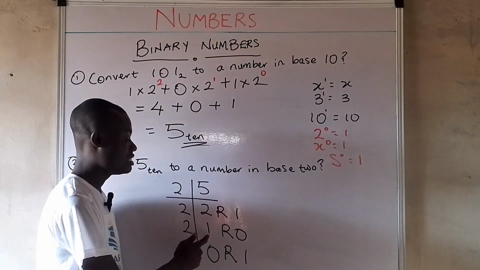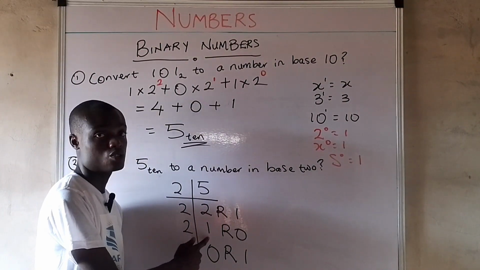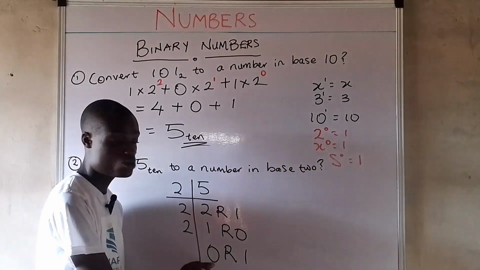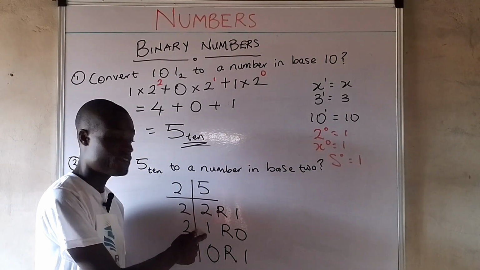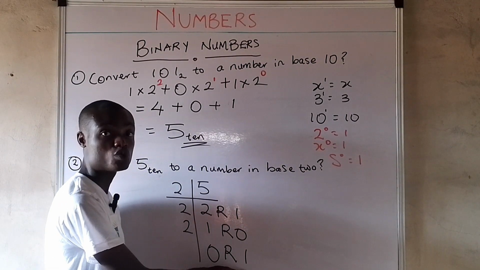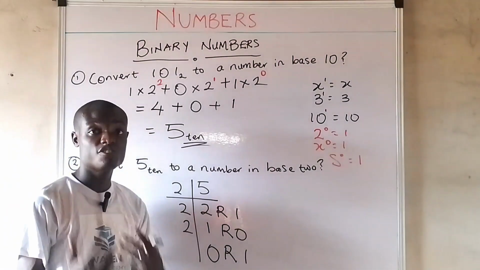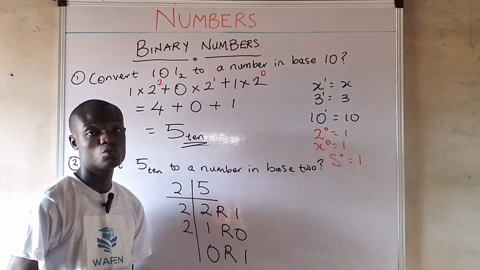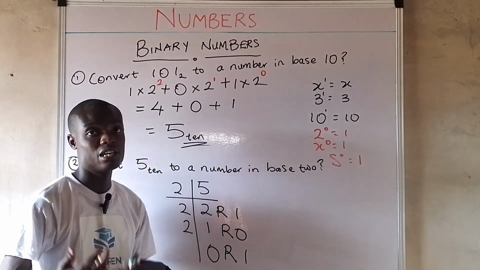So 2 cannot divide 1 because 2 is bigger than 1. So in this case, it is not possible. So it's 0 remainder. Because it did not divide 1, it becomes remainder 1 because we didn't touch it. So your division in binary will always end in 0 remainder 1.